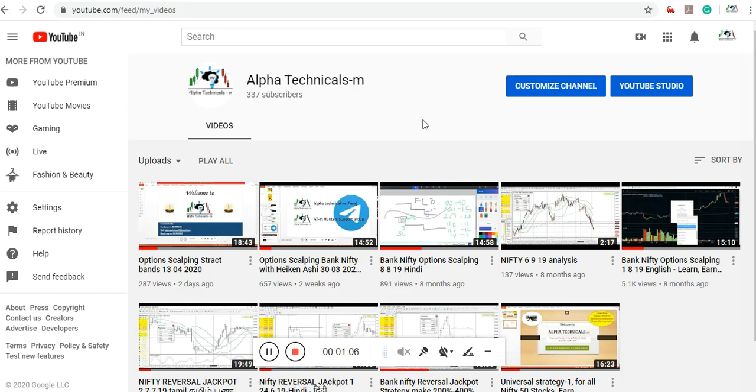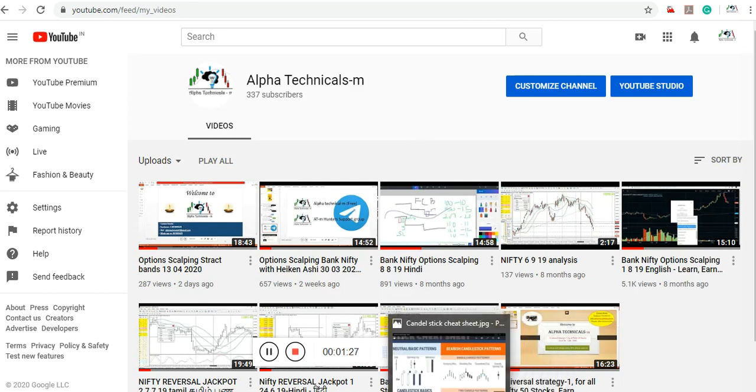In fact, this is the simplest of all the scalping techniques I have put out. This is my fifth video on Bank Nifty option scalping, and this will be the simplest form of scalping. Even a newcomer can use it. Let us get into the strategy first.